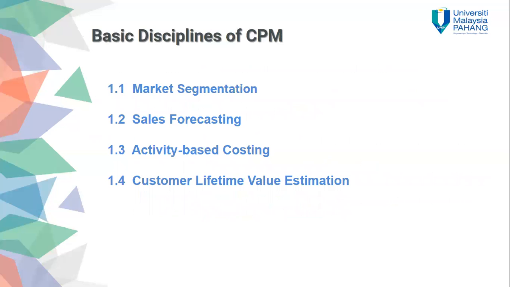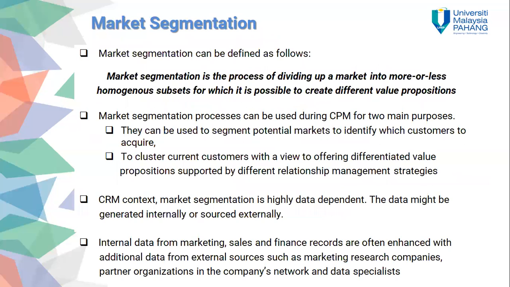So we have 4 disciplines of CPM. The first one is market segmentation, second is sales forecasting, then activity-based costing, and also customer lifetime value estimation. So what is market segmentation? Market segmentation is the process of dividing up a market into more or less homogeneous subsets for which it is possible to create different value propositions. So basically you are clustering your customers according to different value propositions.